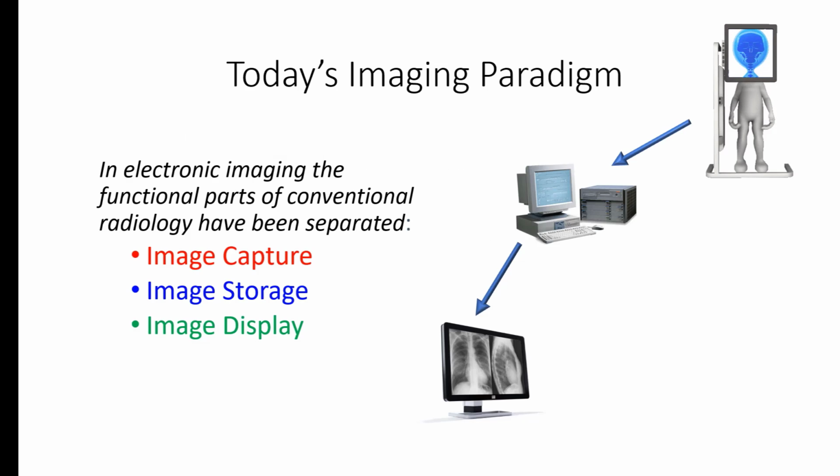Back in the olden days, when we used film screen, image capture, storage, and display was all done on a film. Today, we use digital imaging. In digital imaging or electronic imaging, the functional parts of the conventional radiography have been separated. They're new categories. We have a category for image capture, we have a category for image storage, and a category for image display. It's what we're doing with the data and not doing with the film. We don't have a film file room. We have a server.